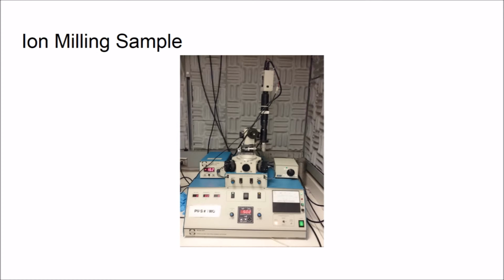The final step in processing the sample is to ion mill it. This sample is placed into the ion milling machine, and argon atoms are fired at it, which will knock material off the surface. Now the ion milling is done on the opposite side as the dimpling, and will be thinned until it is approximately 100 nanometers thick at its thinnest point.